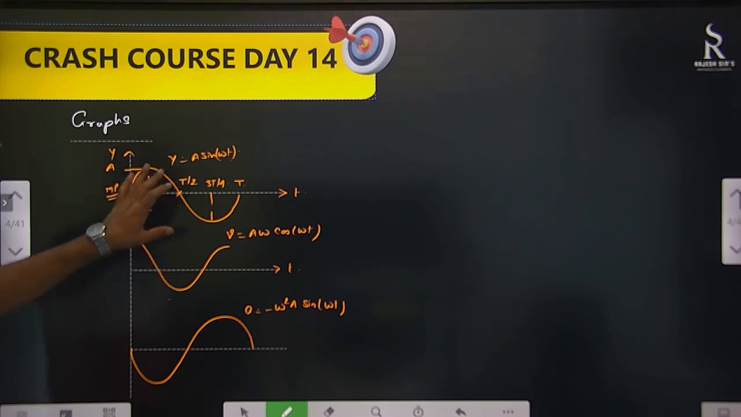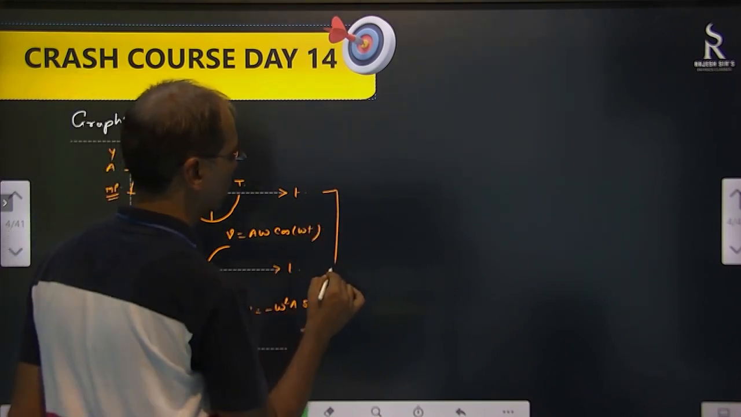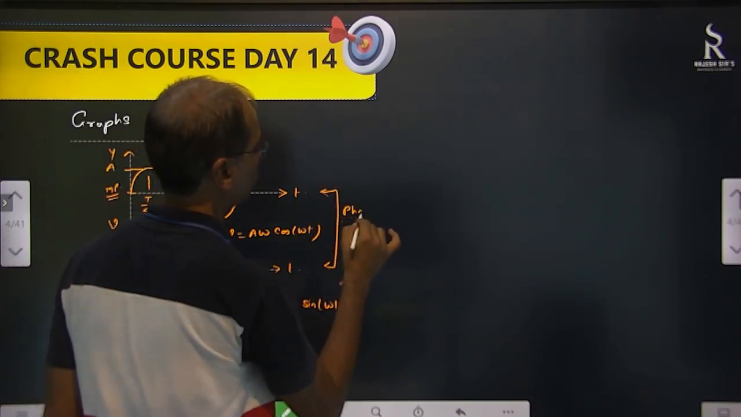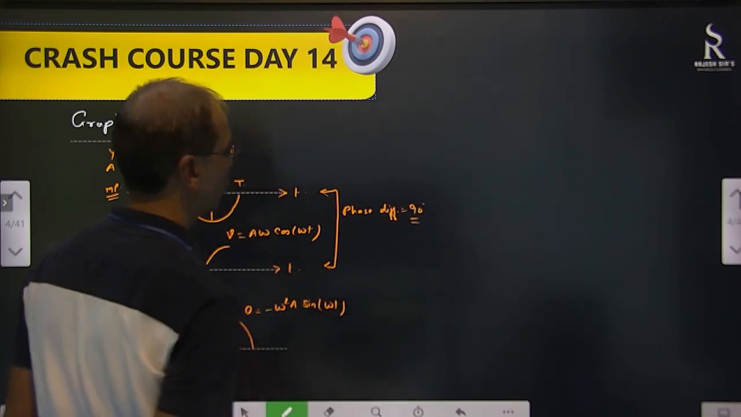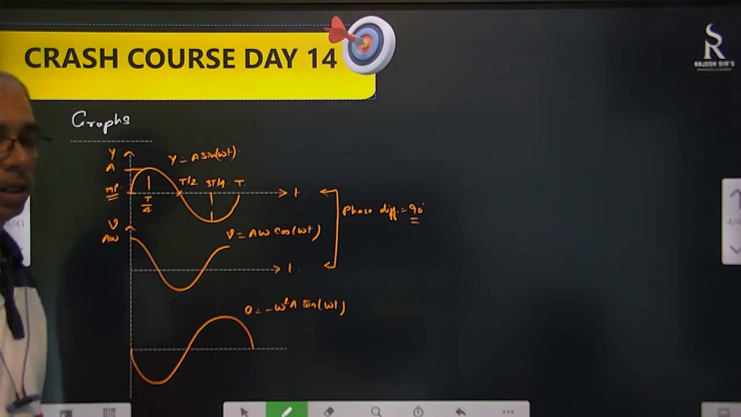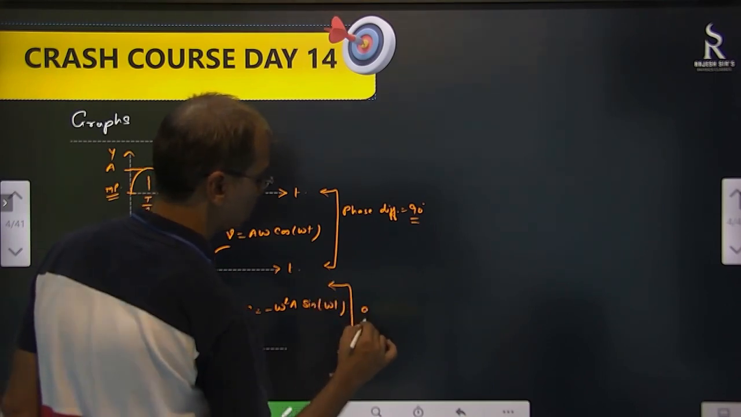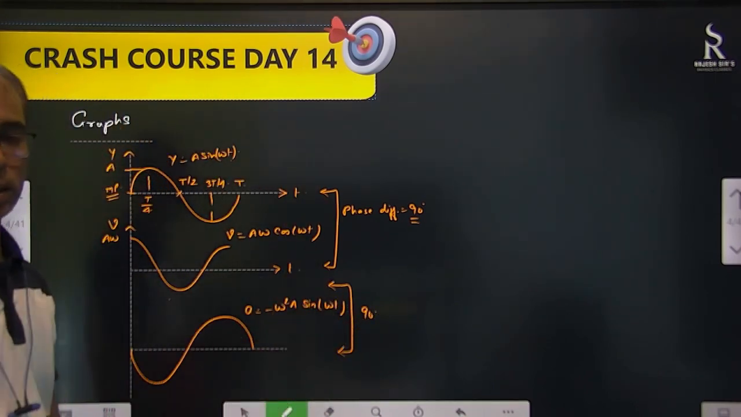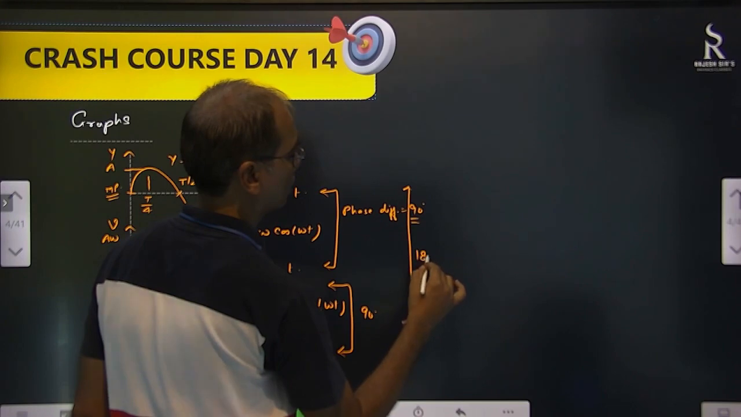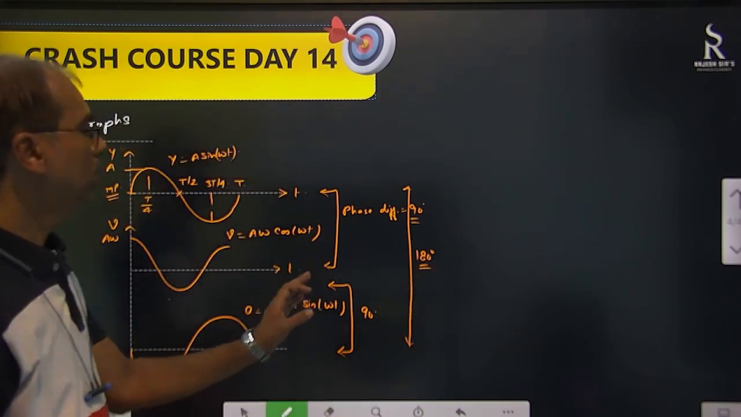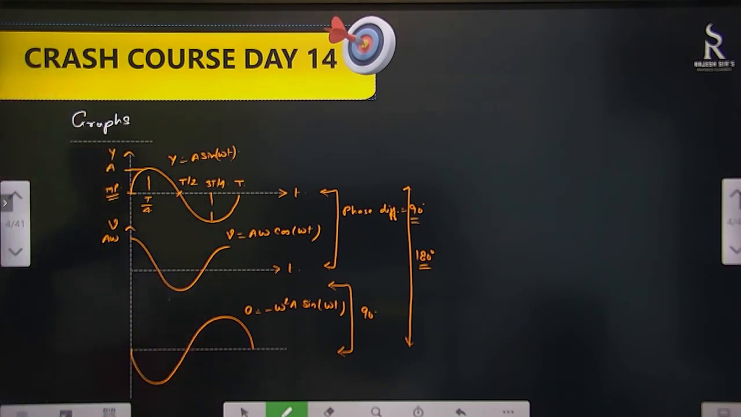What is the phase difference between the velocity and displacement curves? 90 degrees. Remember that, very important. The phase difference is 90 because one is a cos function and the other is a sine function. Then what is the phase difference between this and this? Again 90. Here it is also 90. Then displacement and acceleration, 180 degrees. So 90, 90, 180.